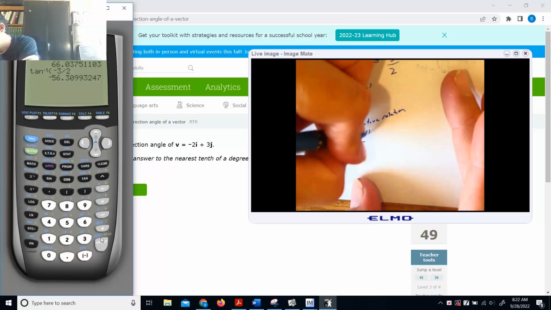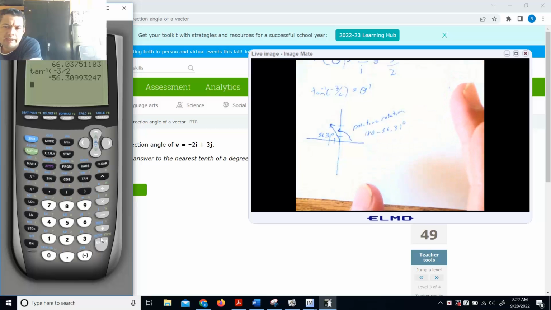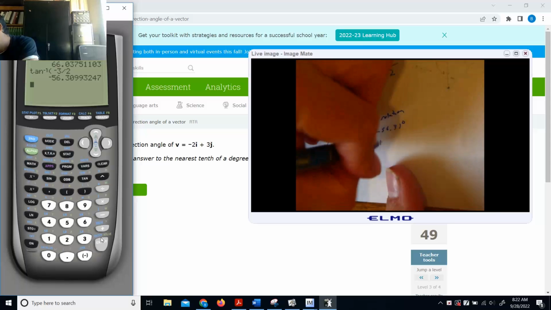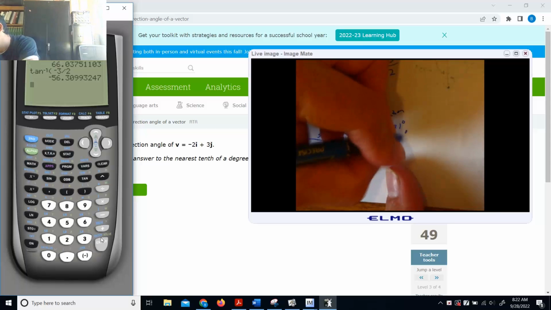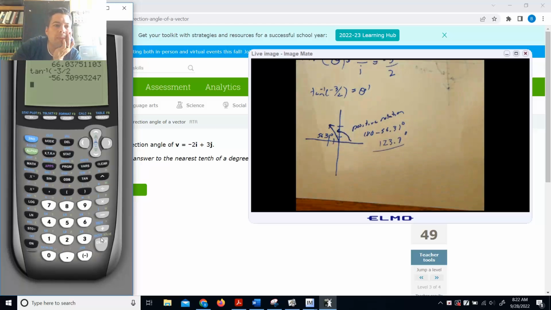It's going to be 180 minus 56.31 degrees. And I know that's going to get some kids, and I'm sorry it does. It's just the way things are. What do we need? 23.7 to get to 80? So 123.7 degrees should be my answer. It's actually 123.69, but they want you to round to the nearest tenth. 123.7 degrees.